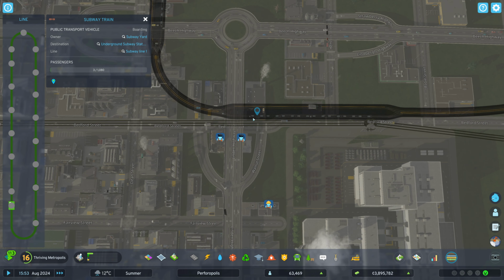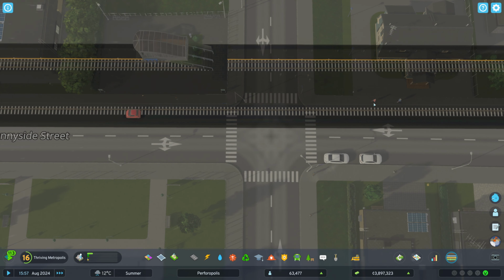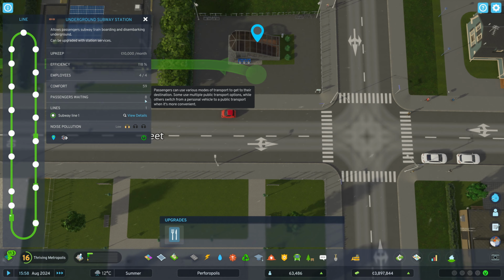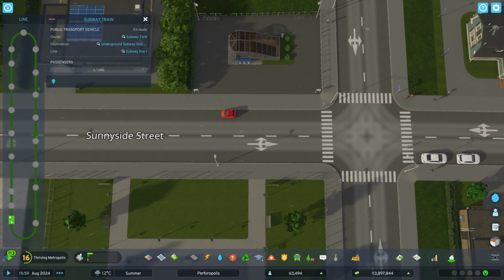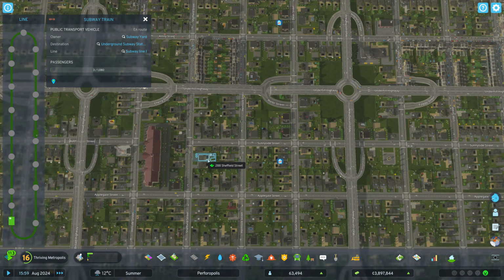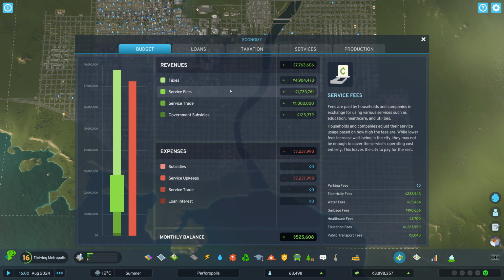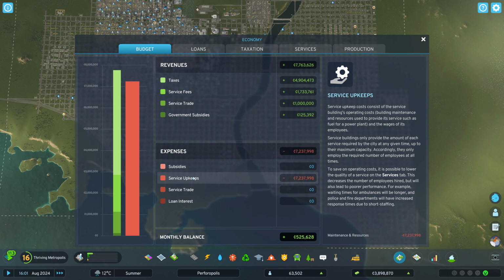I'm wondering how many people would be waiting down at, say, this subway station. These people are, I think, on the road. So if we look at this underground subway station, we can see passengers waiting: 8. Okay, this train is on the move with 3 passengers. So I guess eventually they do get going. That's good to know. Now, if we look in here, how much have we made from public transport fees? About 2,000. This is almost certainly negative. If we look at our service upkeeps here, or just at our services and go to transportation, can we see a breakdown?